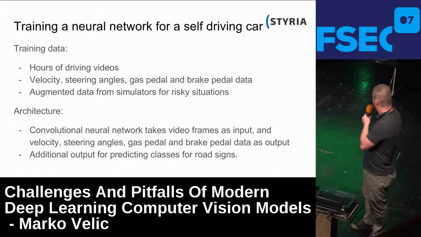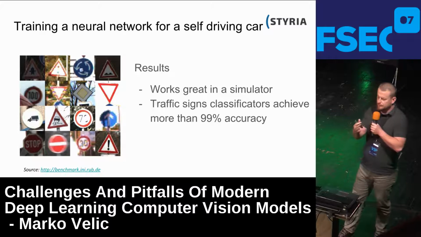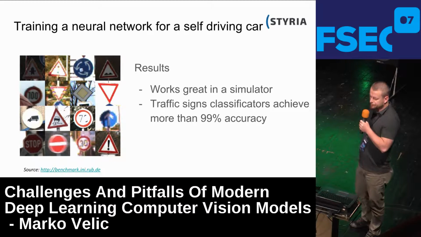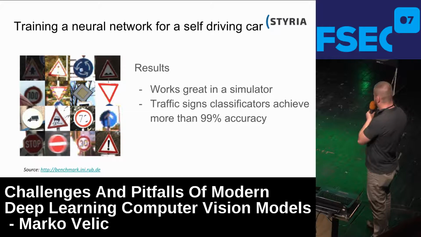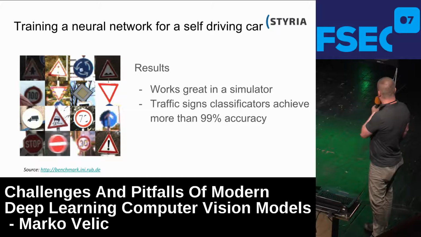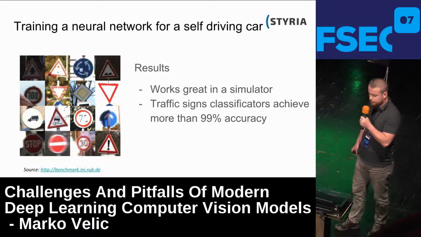Here are some results. For example, this is a publicly available data set of German traffic signs, and as you can see, these signs are not really clear images, yet the classification accuracy is above 99%. And I have personally trained the model to do this, and it works really well.